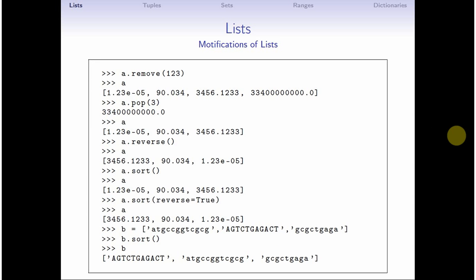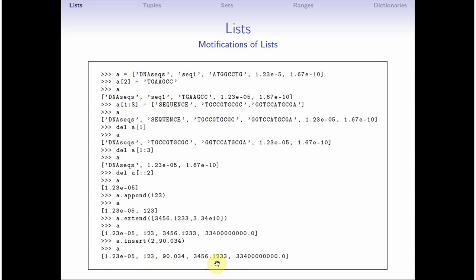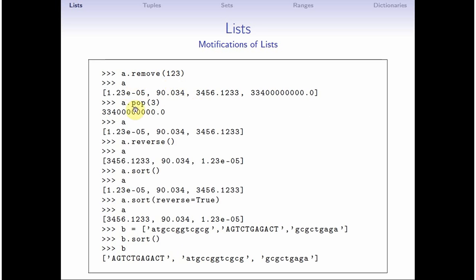Okay, we want to use remove. Remove 1, 2, 3. Remember just now the list is like this, and you want to remove this value 1, 2, 3, so just use dot remove. Pop 3 means from here you pop out the third element, the third index. 1, 0, 1, 2, 3. So you pop this out, so we are left with this.